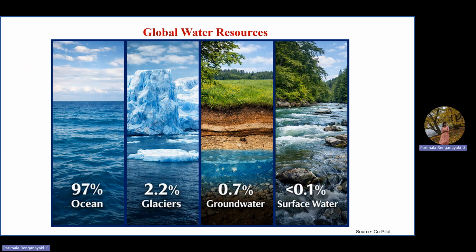Okay, we can use only 0.7 percent of groundwater, and the surface water which is available, fresh water which can be readily usable by us, is less than 0.1 percent in most areas, whether it is a developed or developing country. Even this water is contaminated, so we cannot directly use the river water. If it is in a remote area, the water is very clean.